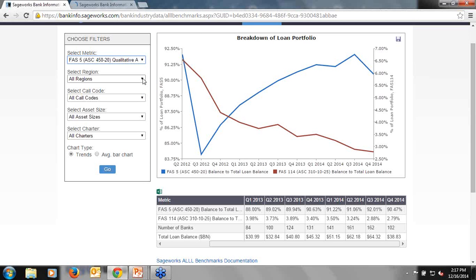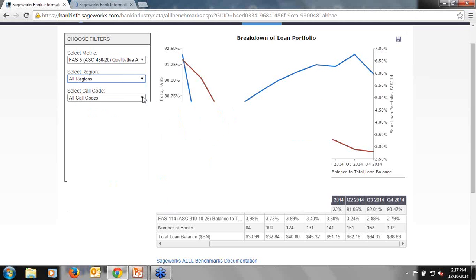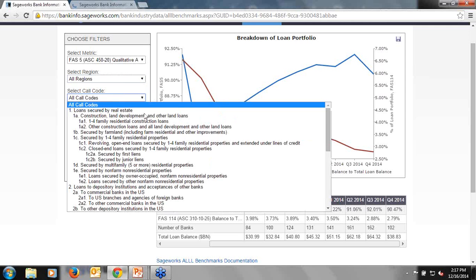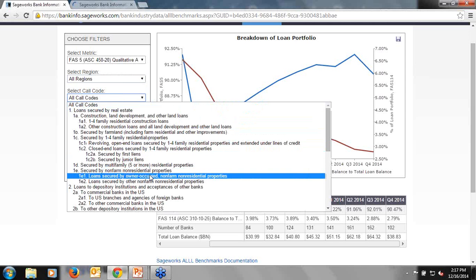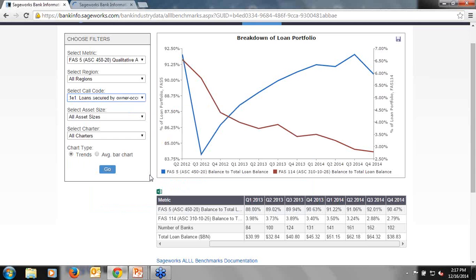If I wanted to look at the trend in Q factors for a particular region of the country, I could select a particular region. If I wanted to look at specific call codes, for example, recently there's been a lot of activity in our secured non-res properties. So let's first look at loans secured by owner-occupied non-farm non-res properties. So I can select by call code.